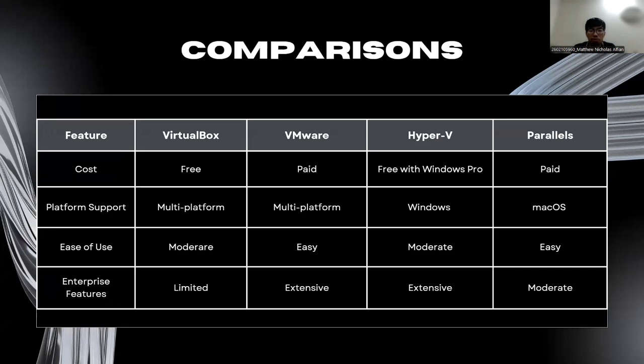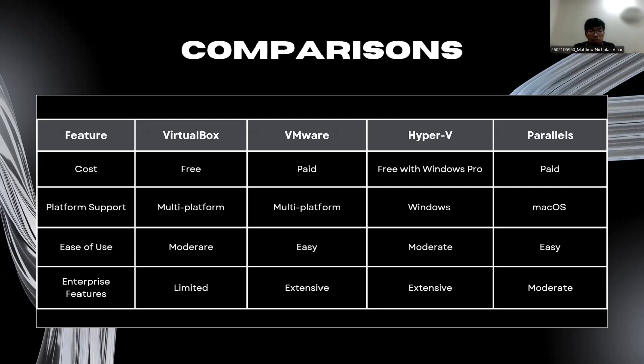VMware also has multi-platform support. Hyper-V can only be used on Windows, and Parallels can only be used on Mac OS. On the topic of ease of use, VirtualBox has a difficulty of moderate, which means you need to have technical know-how to use it. VMware is easy to use, which means anyone can use it very easily. Hyper-V has a moderate difficulty to use. Parallels is easy to use.